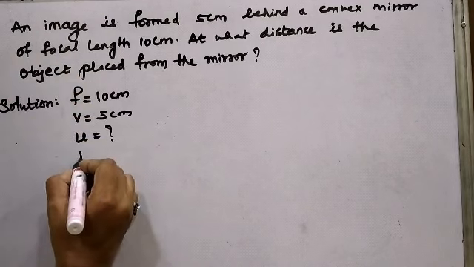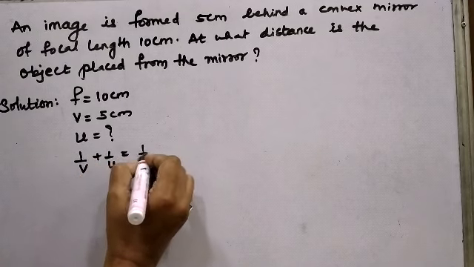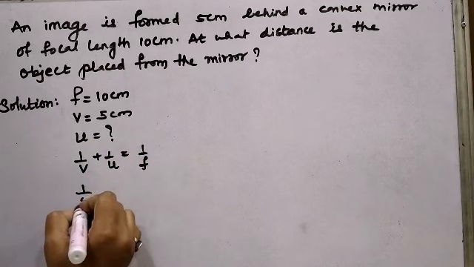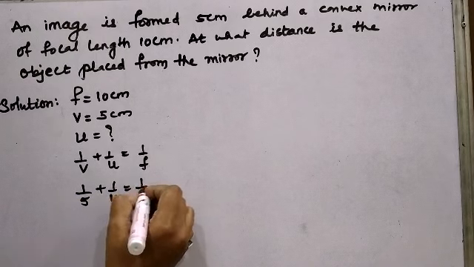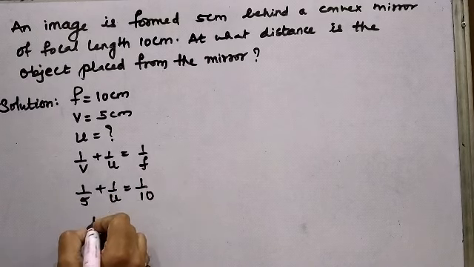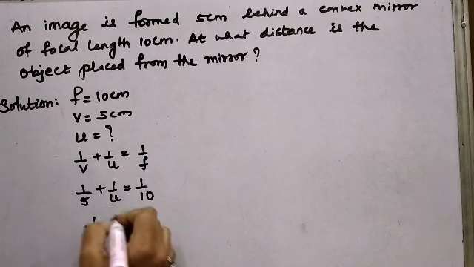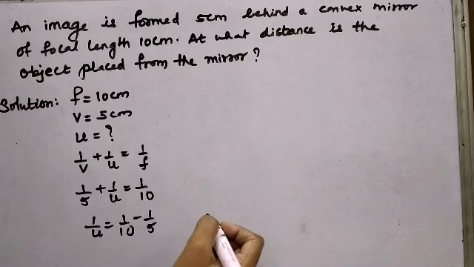We will use the mirror formula: 1 upon v plus 1 upon u is equal to 1 upon f. Substituting the values, 1 upon v is 5, plus we have to find out u, is equal to 1 upon f, which is 10. So 1 upon u will be equal to 1 upon 10 plus 1 upon 5, which will be shifted to the right hand side. It will become minus 1 upon 5.